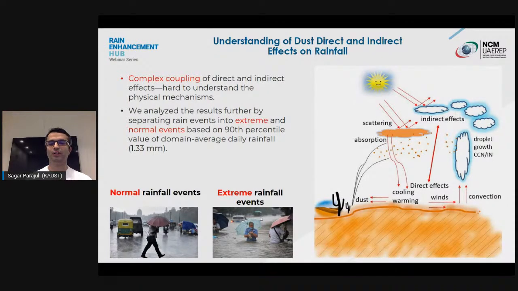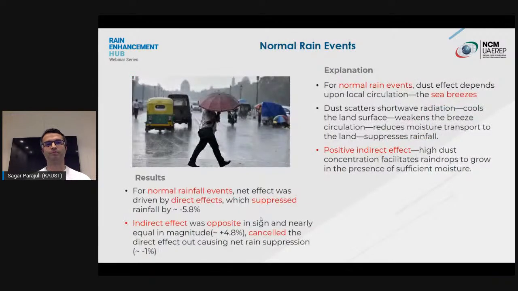So we wanted to understand the physical mechanisms. For normal rainfall events, the net effect was driven by direct effects, which suppressed rainfall by about minus 5.8%. And the indirect effect was opposite in sign and nearly equal in magnitude. And it canceled the direct effect out, causing net rain suppression.